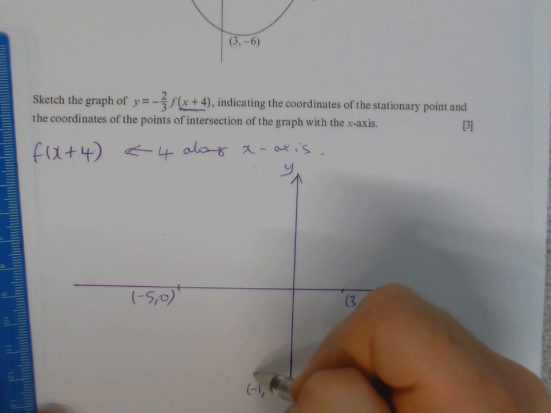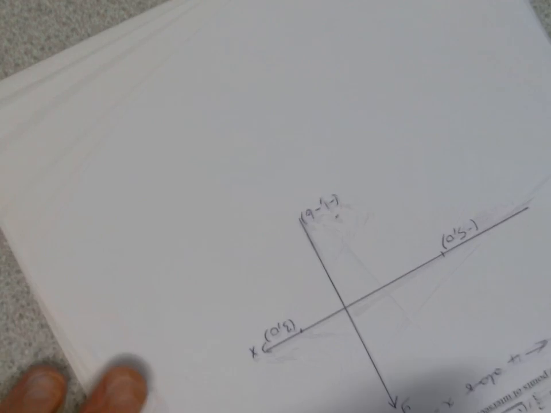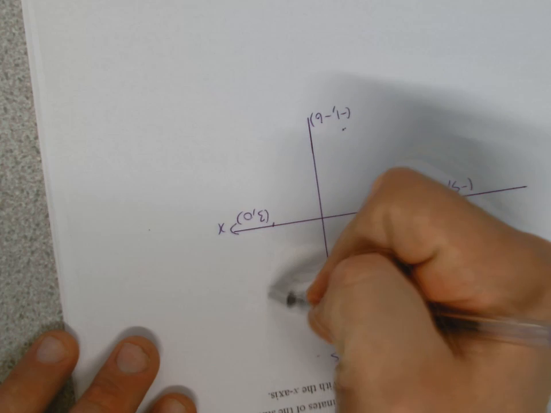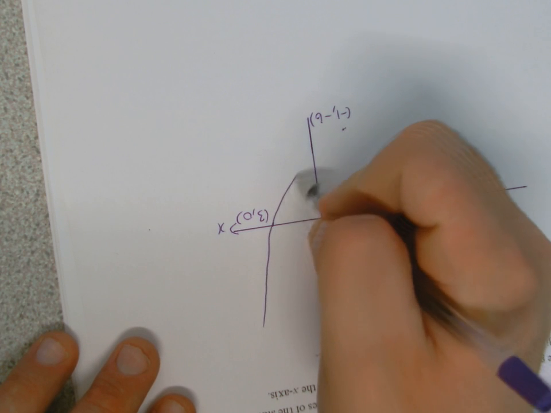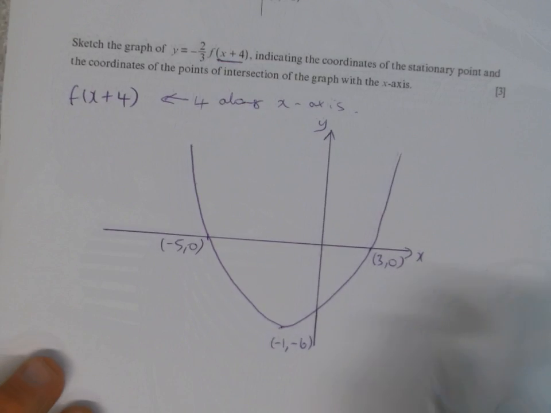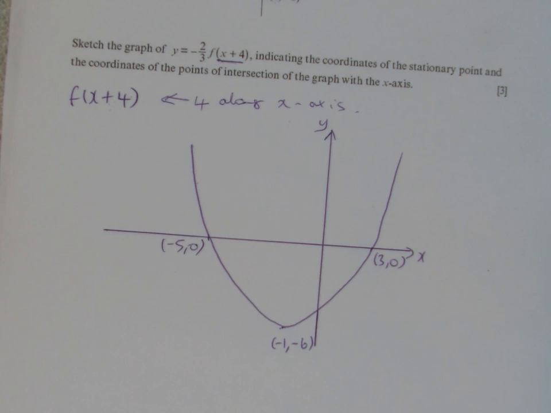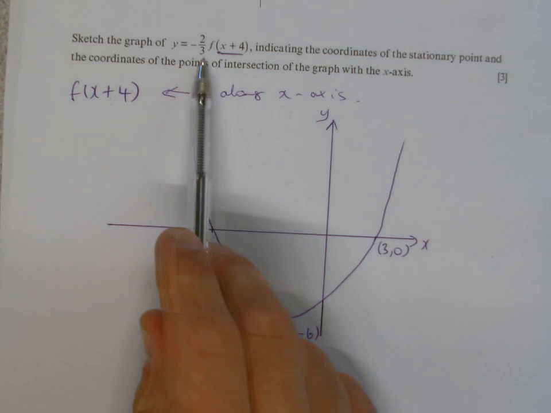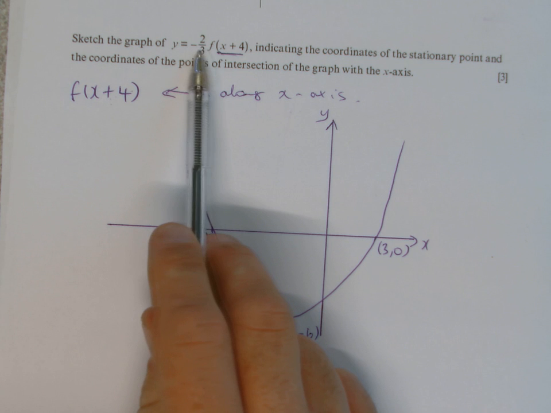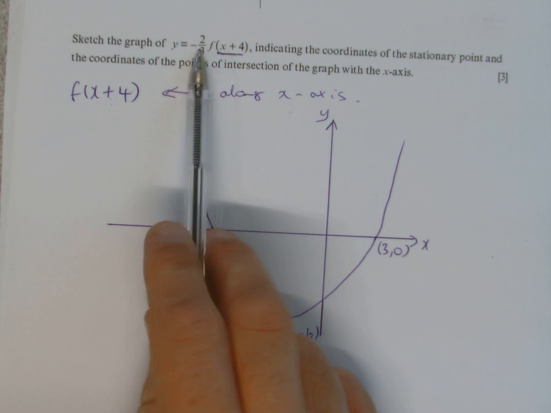So you draw your curve. Better off to turn it round, actually. Turn it round, it'll be easier for me to draw. Okay. So that's my f of x plus 4. Now notice what I need. I need minus 2/3 f of x plus 4. Now, when you have values in front of the f, we're multiplying f by this value.